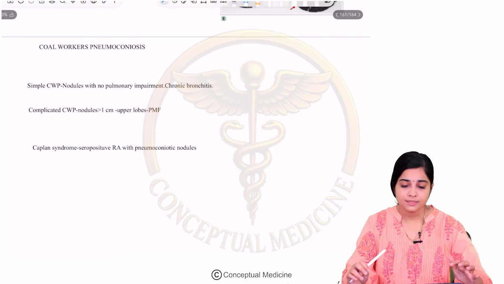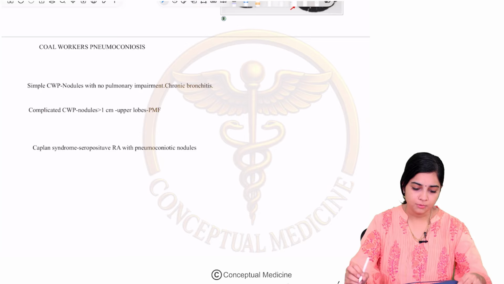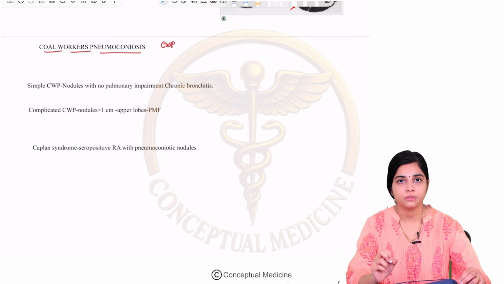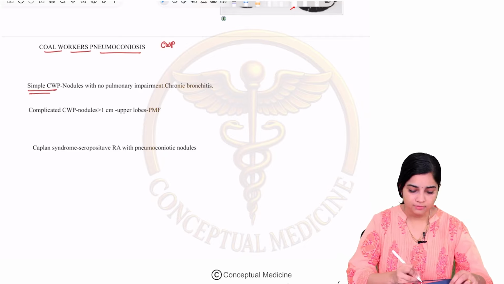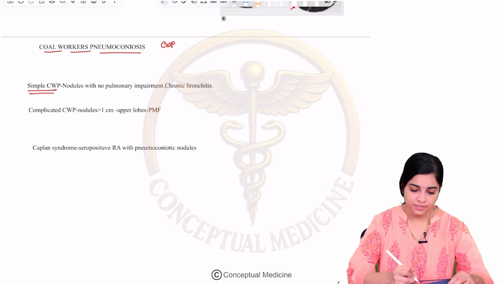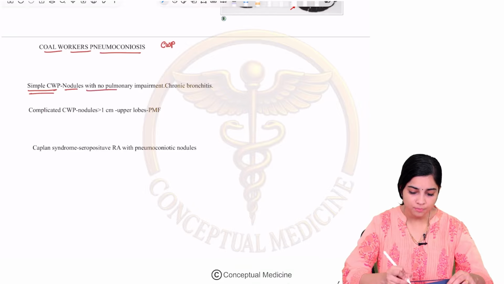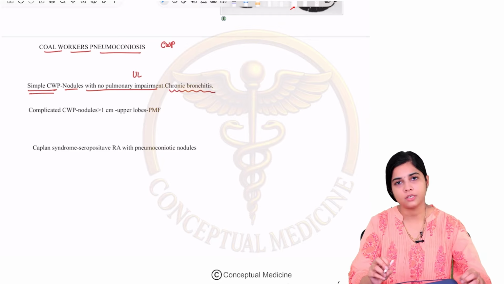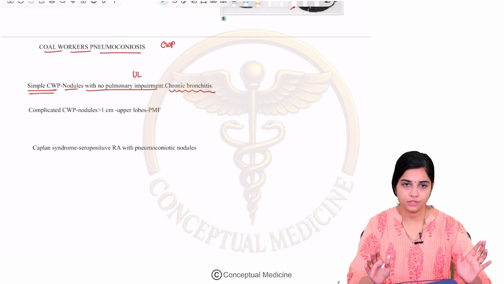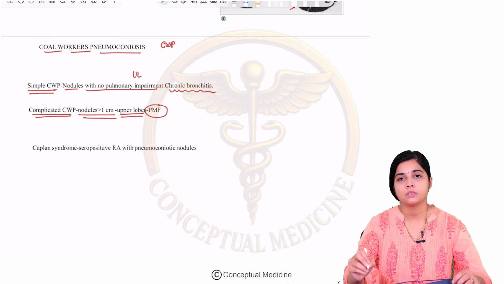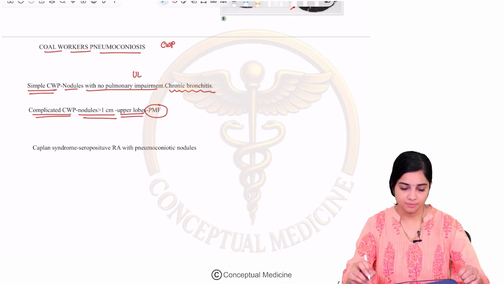Okay, so this is about silicosis. Now let us move on to coal workers pneumoconiosis. Simple coal workers pneumoconiosis, as the name suggests, is associated with coal exposure. It is characterized by again nodules with no pulmonary involvement, and this also involves the upper lobe. They predominantly present with chronic bronchitis, and there is no pulmonary dysfunction. Complicated coal workers pneumoconiosis is characterized by again nodules more than 1 centimeter in size involving the upper lobes, and this also has an increased risk of progressive massive fibrosis.